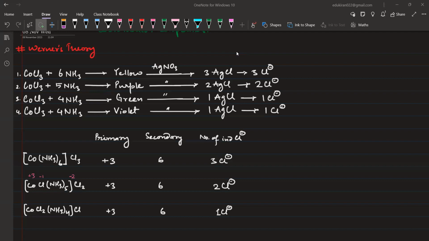So for Werner's theory, the third one and the fourth one, even though everything is present in the same numbers, we get green and violet instead. Why is that so? That is because the arrangement of atoms inside the molecule is a bit different there. So that is why they're having different colors.